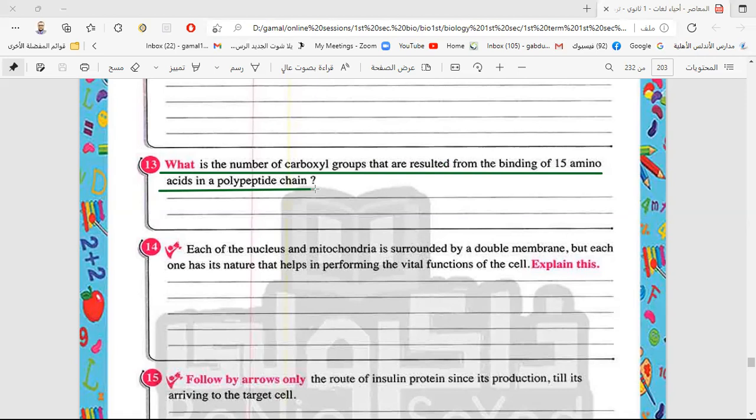What is the number of carboxyl groups that result from binding of 15 amino acids in a polypeptide chain? How many carboxyl groups result from binding 15 amino acids? This is a tricky question.